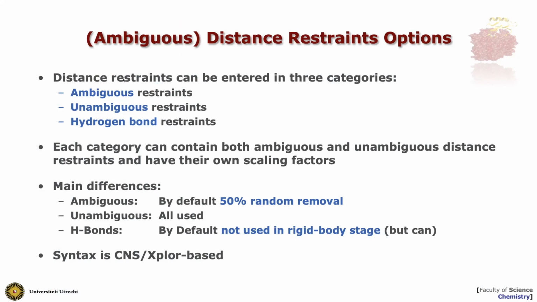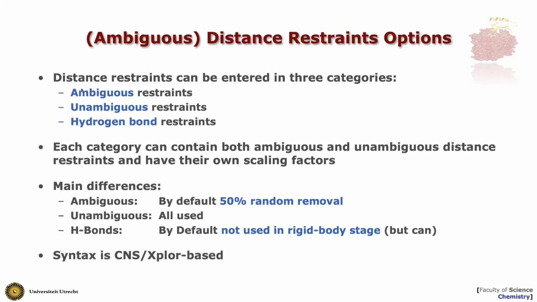They are called ambiguous restraints, unambiguous, and hydrogen bond restraints. The name doesn't mean that you have to put per se ambiguous restraints in the ambiguous category. We should maybe have called them apples, bananas, and oranges. But there are different behaviors for different types of restraints.